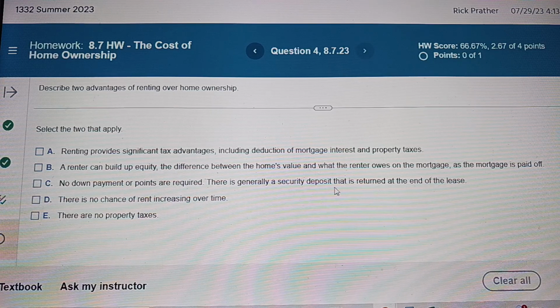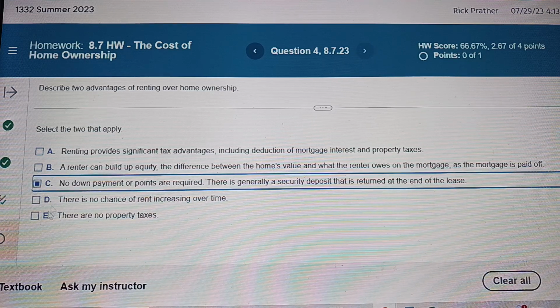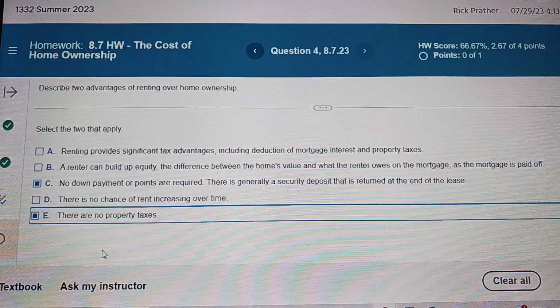There is generally a security deposit as a return. Yeah, see, that happens when you rent. So as long as you keep the place in good shape, you'll get your security deposit back. There's no chance of rent increasing over time. No, that's a disadvantage of renting. It actually does increase over time. And there's no property taxes. That's true for the renter, but it says two advantages, so that's why this can't be the answer. That's just one advantage. Oh no, it says select the two that apply. Okay. So maybe by two, this is what they mean. These two options. There's no property taxes for renters. That's only for homeowners.